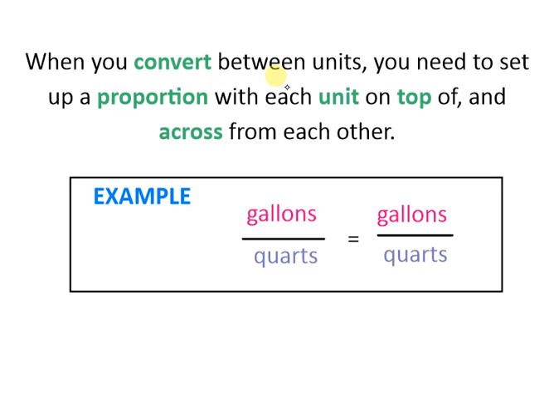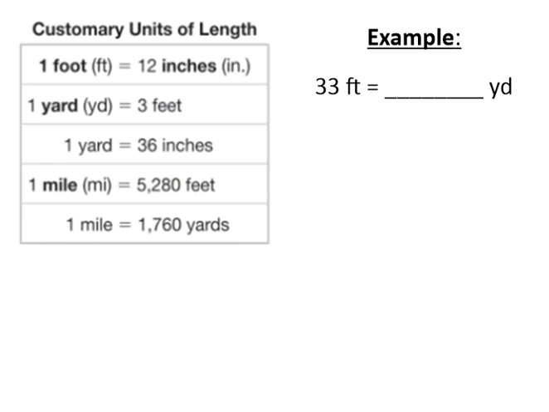When you convert between units, you need to set up a proportion with each unit on top of and across from each other. This is going to look very similar to how we were setting up proportions using word problems. For example, if we're setting up a proportion to convert between gallons and quarts, on one side we're going to have gallons over quarts, and then on the other side we need a matching proportion with gallons over quarts. Let's jump right into our first example.